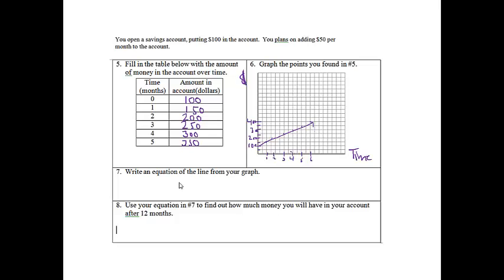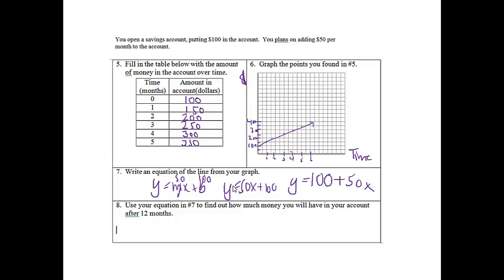Okay, then it says to write an equation of the line from your graph. Remember, we have y equals mx plus b. My slope is what it's going to go up by each time, and it's going up by 50 every time. And then my b is where I start, and I start at 100. So I have y equals 50x plus 100. Another way that I told you guys that you could write this line would be y equals, where do I start? I start at 100, and then do I go up or down? I go up, and how much do I go up? I go 50 every time. So that would be another way to write that equation.